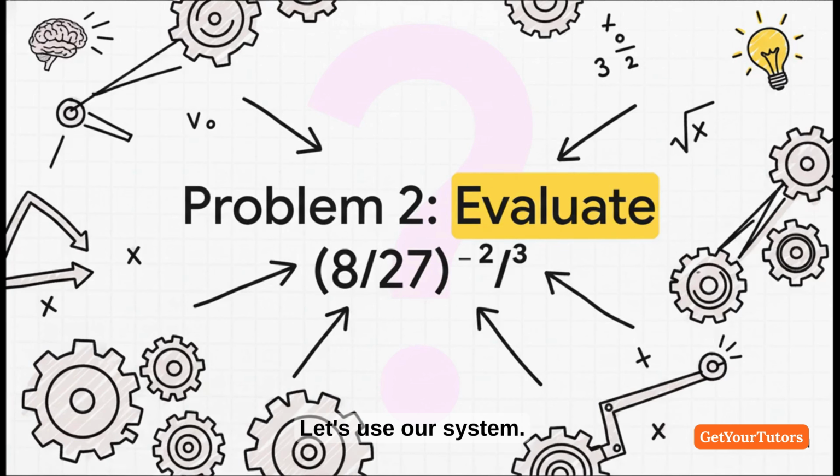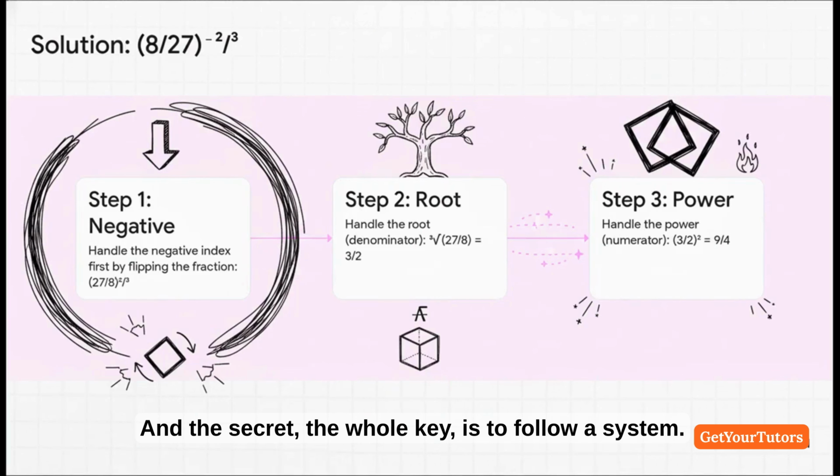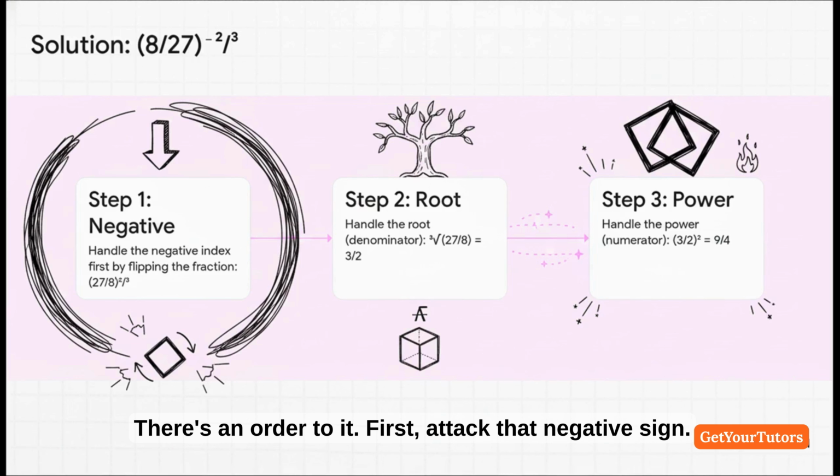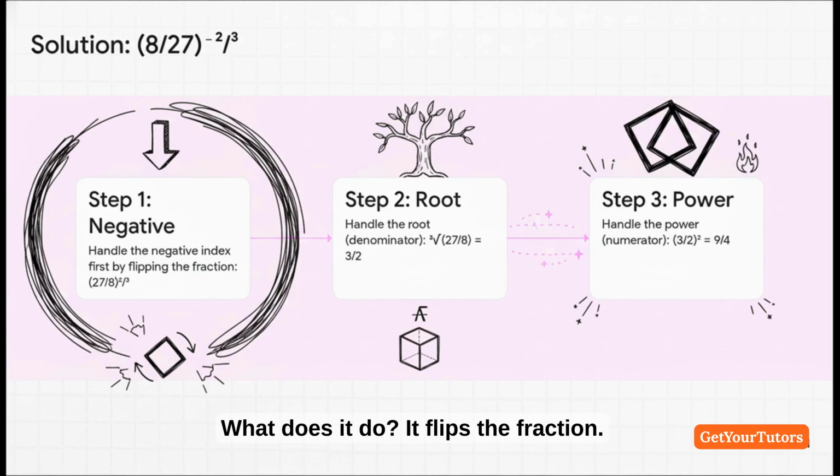No problem. Let's use our system. And the secret, the whole key, is to follow a system. There's an order to it. First, attack that negative sign. What does it do? It flips the fraction, so we get 27 over 8.